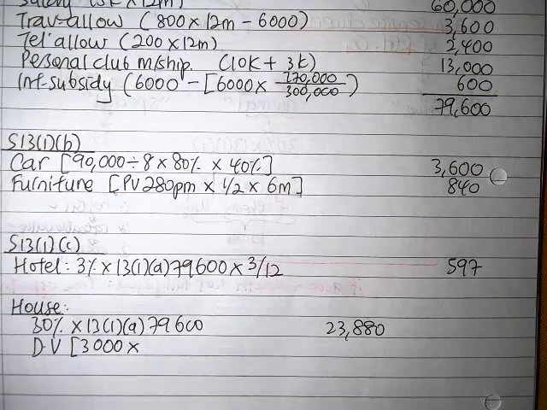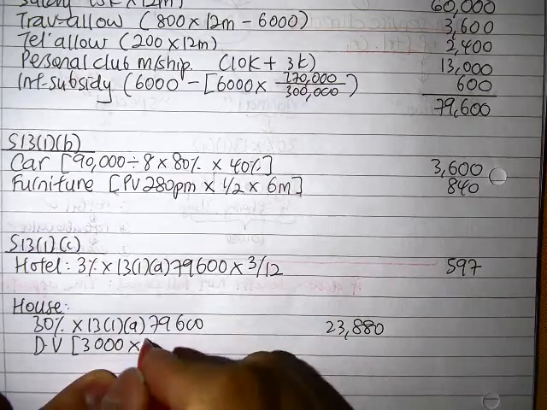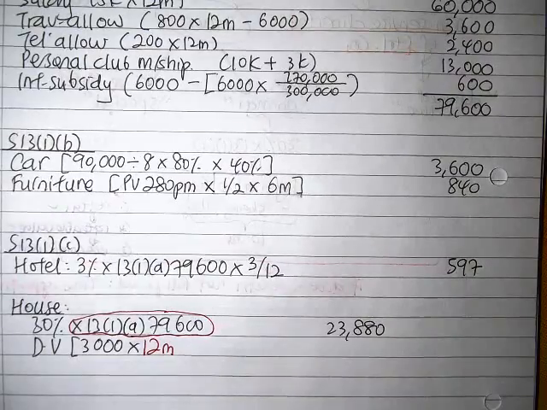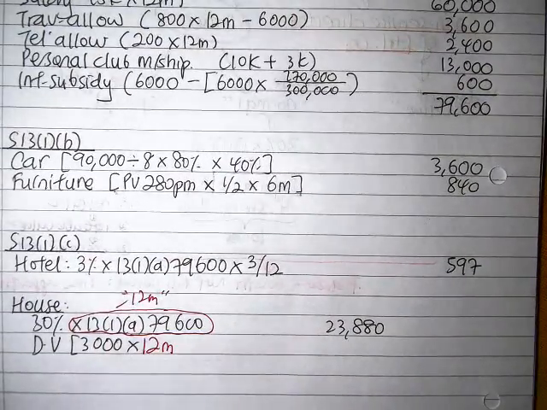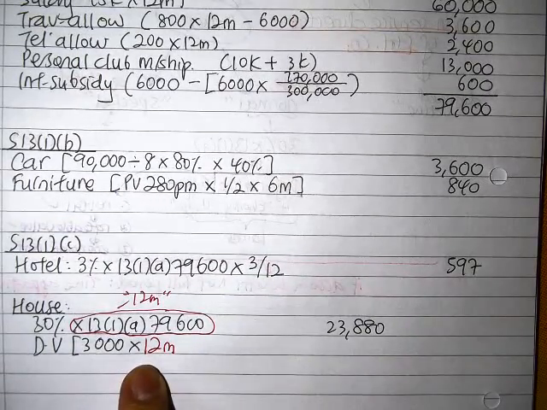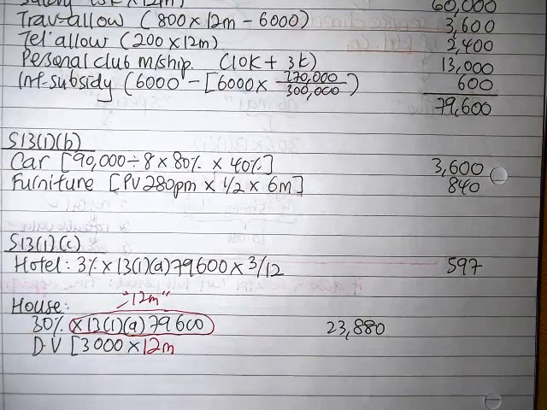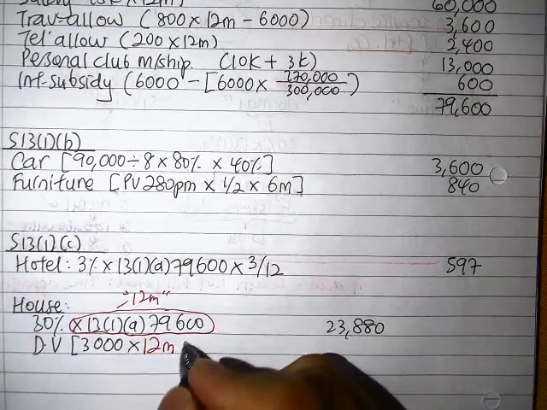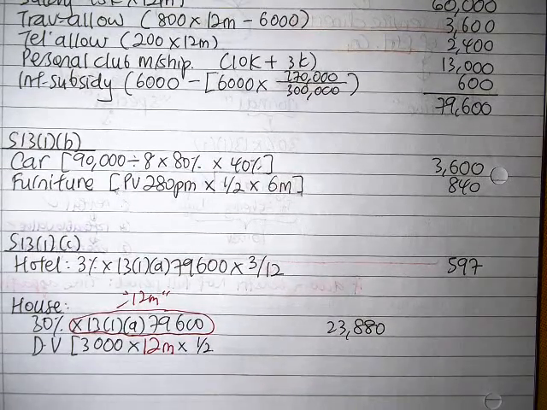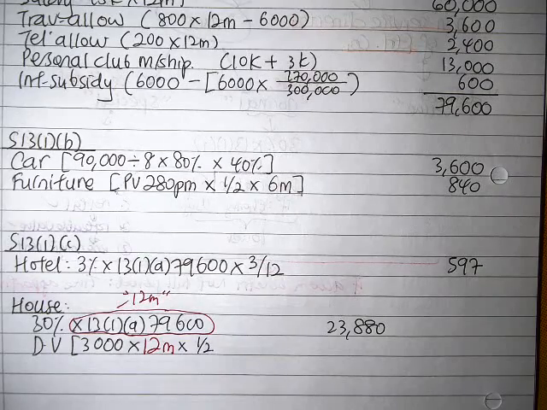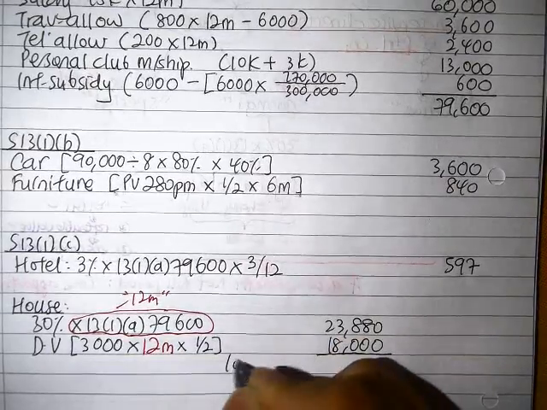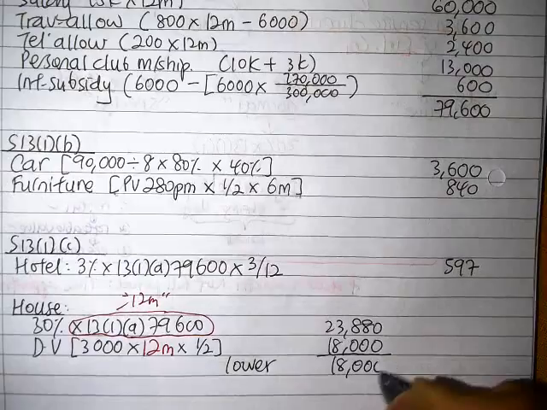Now remember, you must multiply according to the value based on A. So you have a 12 months basis period, so you have to multiply with 12 months over here, and not 6 months, which is a common mistake. You must be consistent in your comparison. So it's 3,000 times 12, and you share. So sharing is half shared by 2, so that is giving us 18,000. So the lower of the two is 18,000.